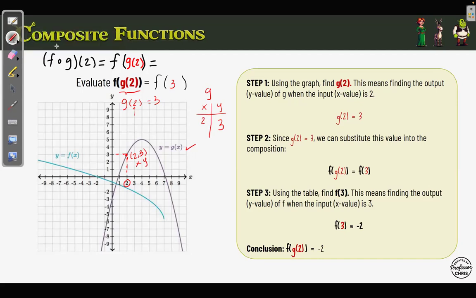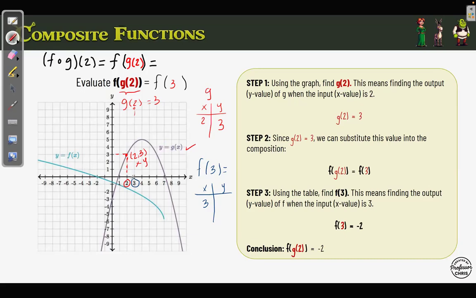Now we no longer have two functions involved. We only have function f taking an input of 3. So let's find out what f of 3 is really about. So once again, we are asking the question, when x is 3, how much is y, specifically on function f. So function g is the purple one. The blue one is function f.